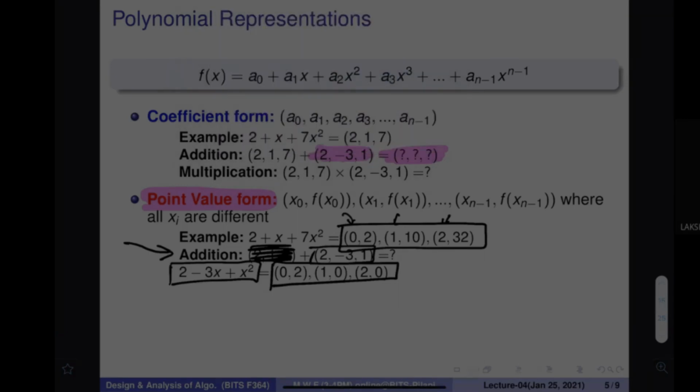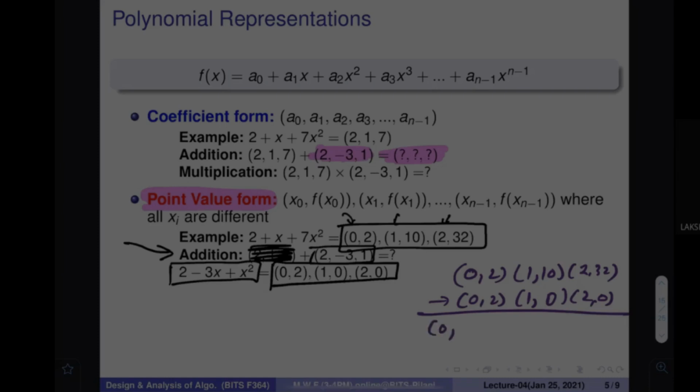Sir, the first was 0, 2, another was 110, and the third one was 232, and the second polynomial was 0, 2, and 1, 0, and 2, 0. Then the summation, the final would be 0, 4, and 110, and 232. This is the new polynomial. The new polynomial can be represented by this.